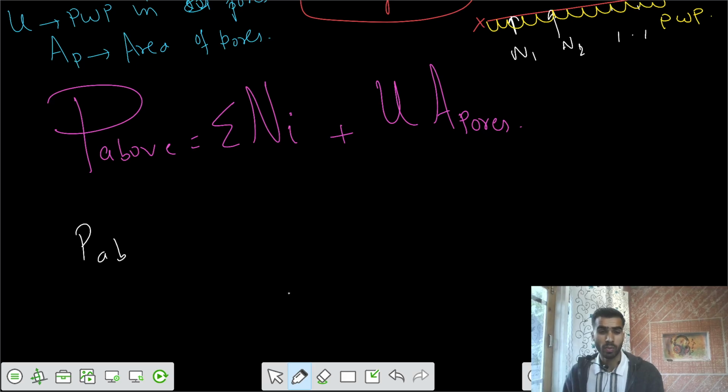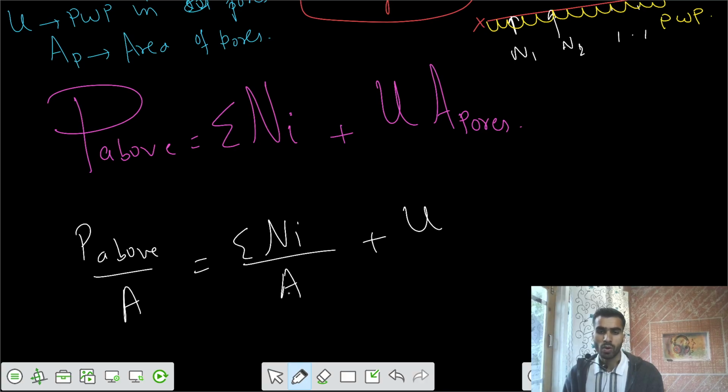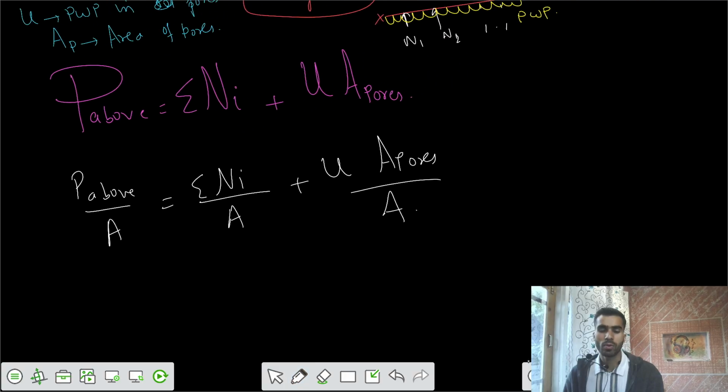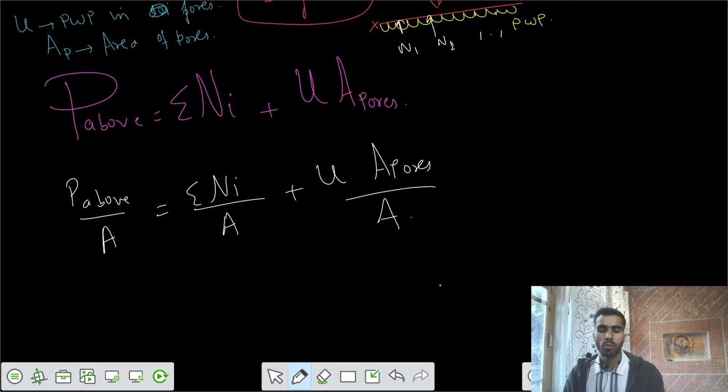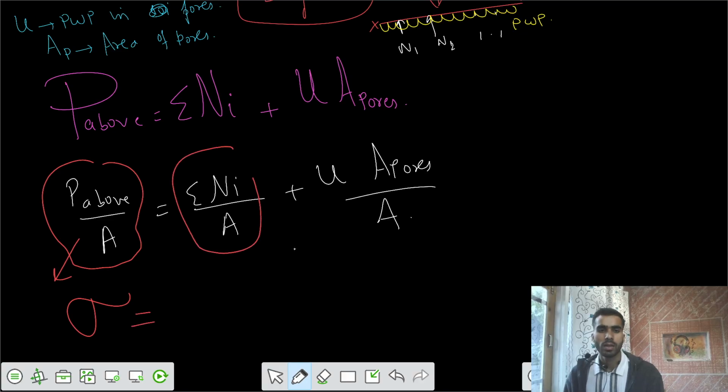I would write P divided by the area of cross section is equal to the summation of Ni divided by the area of cross section, plus u, the pore water pressure, times the area of the pores divided by the area of the cross section. So we already have talked about what P divided by A is. That's actually the total stress: the total weight above the cross section divided by the area of the cross section. And what about this? Let's keep it as it is.